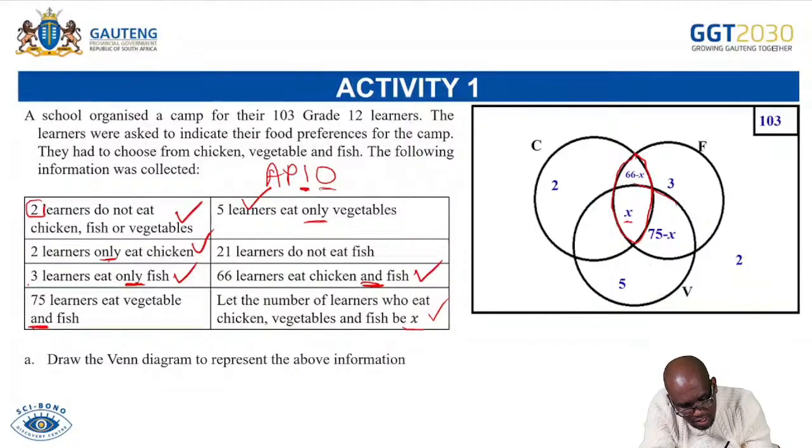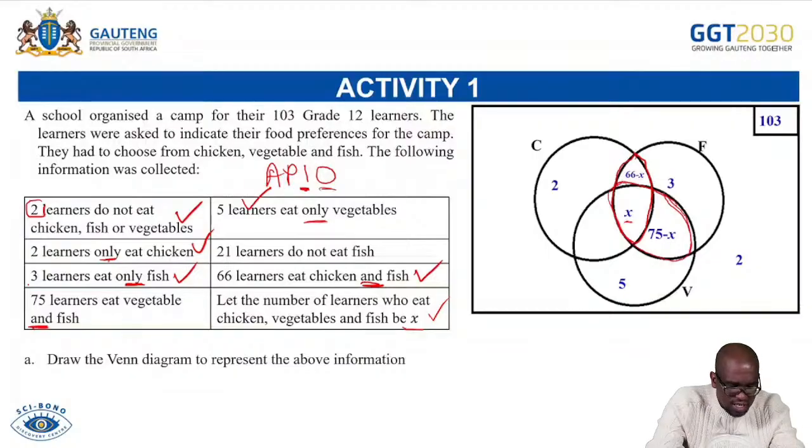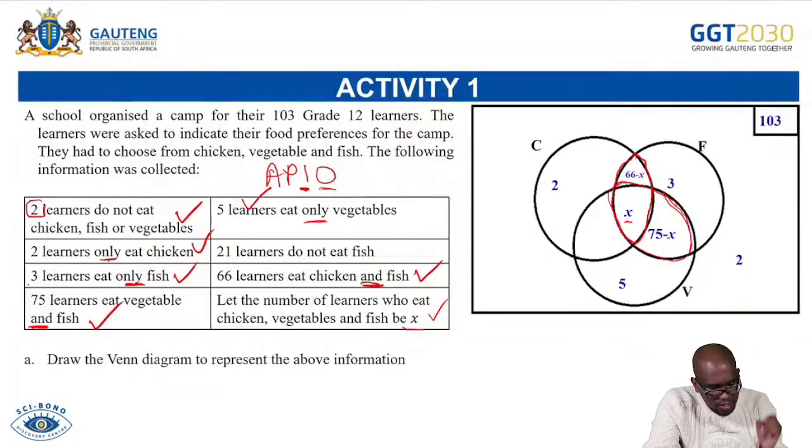Vegetable and fish is this. But we've already counted X there, so it's 75 minus X. We've dealt with that, so we are only left with this one.